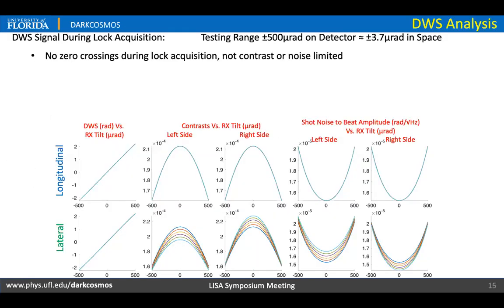We saw we were not contrast or shot noise limited over the entire range of RX angles tested, plus or minus 500 microradians on the bench, and far outside the range required during lock acquisition. This was tested for a variety of beam parameters. Below are the DWS signals in radians, the contrasts, and the shot noise to beat signal amplitude ratio, which is essentially shot phase noise in radians per square root hertz, all as functions of beam tilt in microradians with static longitudinal and lateral beam misalignments.